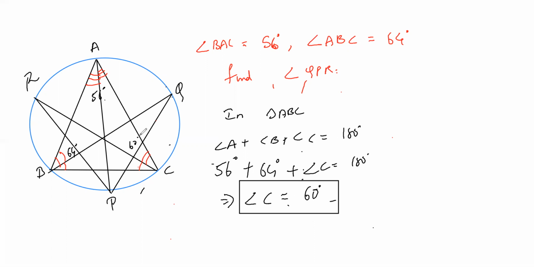Okay, fine. So now let me take P, Q and R. If I take angle QPA, and then if I take angle QBA, QPA and QBA, they both are equal because they are angles of the same segment. Angle QPA is equal to angle QBA, angles of the same segment.